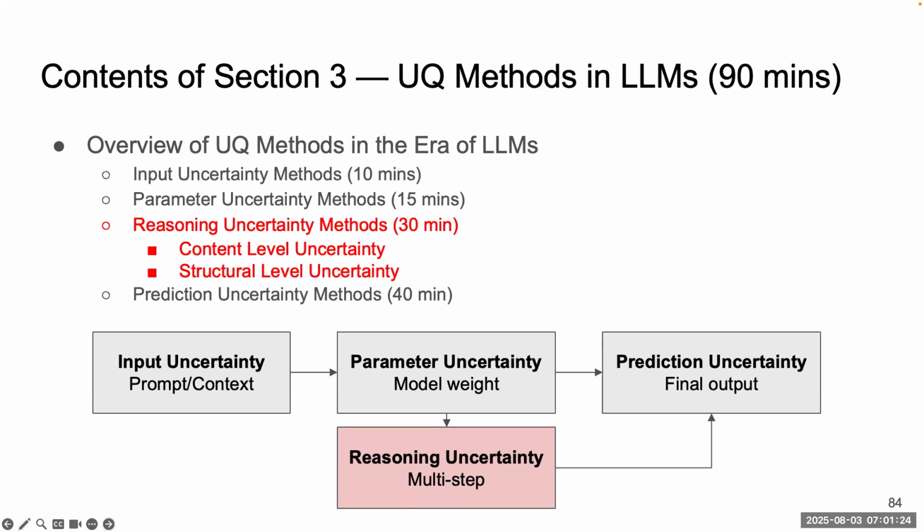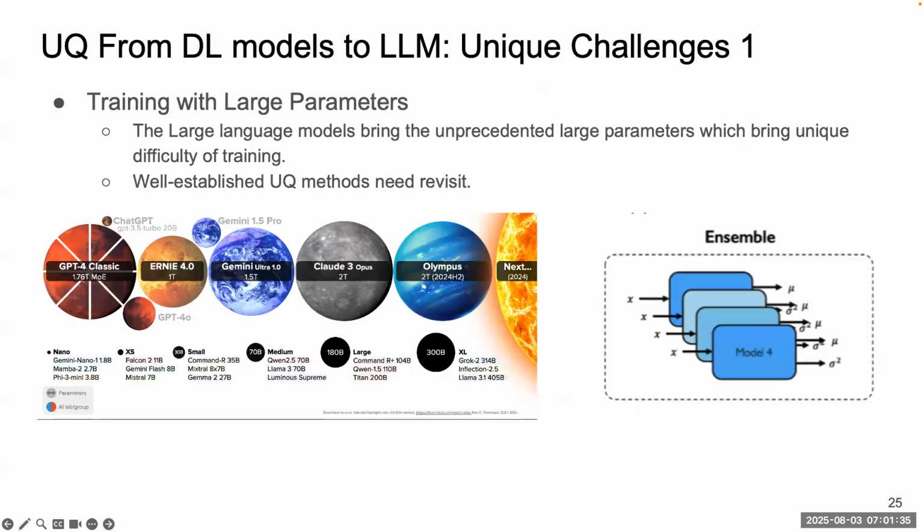And then we talked about the specific challenges in going from traditional deep learning methods to language models. Those challenges are that language models have very large parameters. It's very hard to duplicate multiple foundation models. So that motivates people to do a LoRa ensemble. We talked about that in the first session for parameter uncertainty.